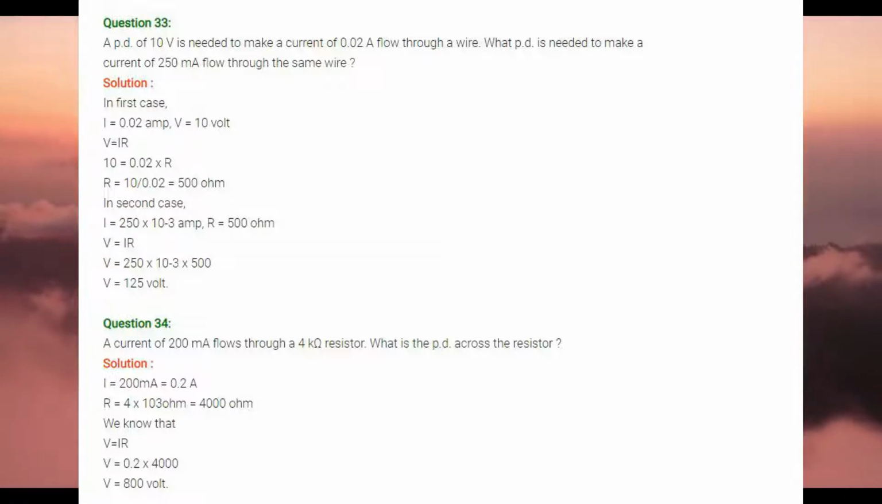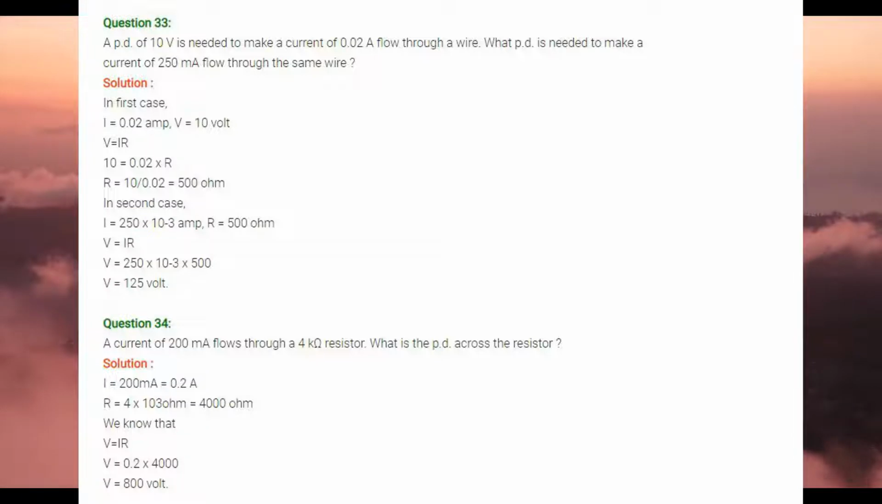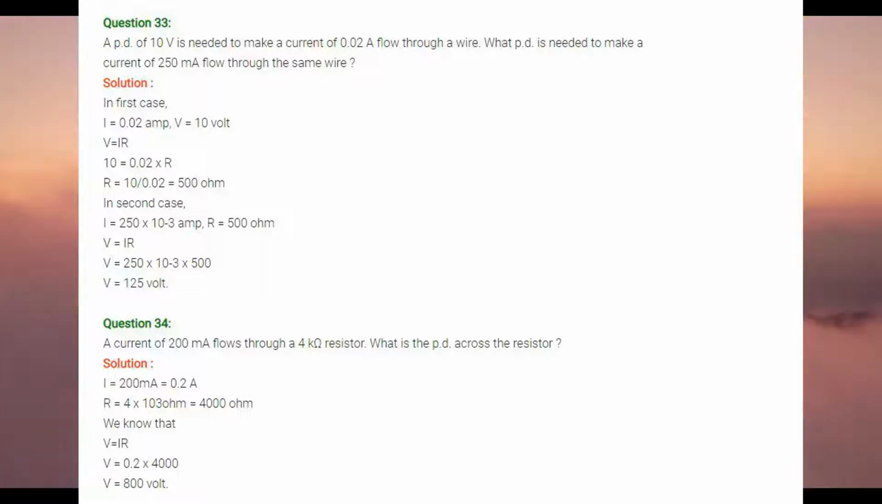Solution: I equals 200 mA, 1 upon 1000 of an ampere, a measure for small electric currents, equals 0.2 ampere. R equals 4 into 10 raised to 3 ohm equals 4000 ohm. We know that V equals I into R. V equals 0.2 into 4000, V equals 800 volts.